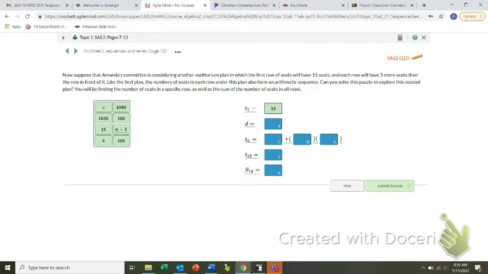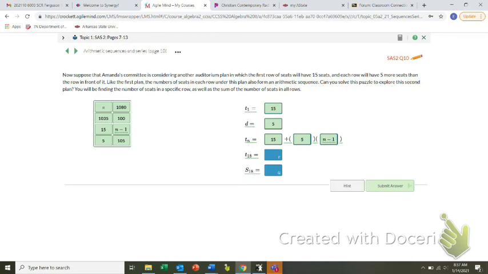All right, well, that D is standing for the difference. So what does it tell us? It will have 5 more seats in each row. Like the first plan, the number of seats in each row also forms an arithmetic sequence. Can you solve this puzzle to explore the second plan? All right. Remember, first term plus the common difference times n minus 1. So the first term is 15. The common difference is 5. And we have to use that recursive of n minus 1.